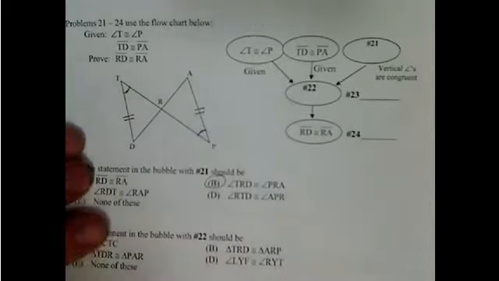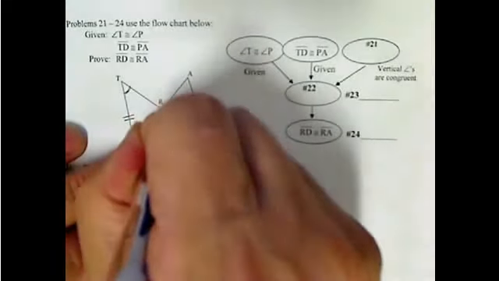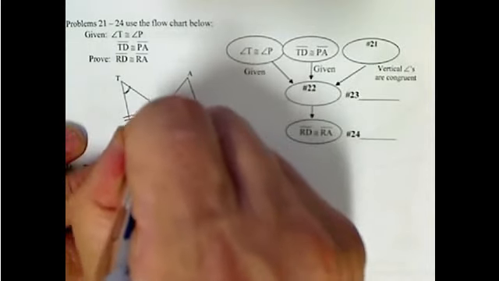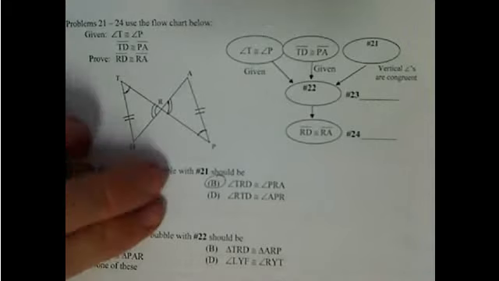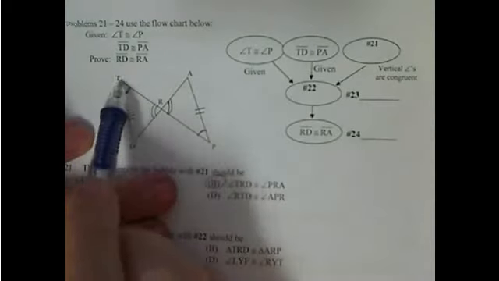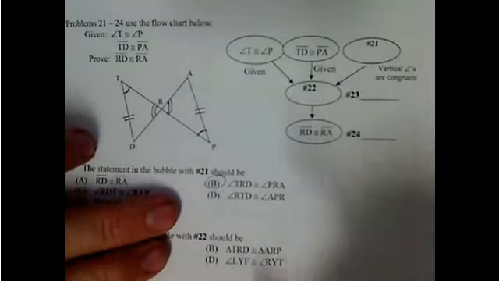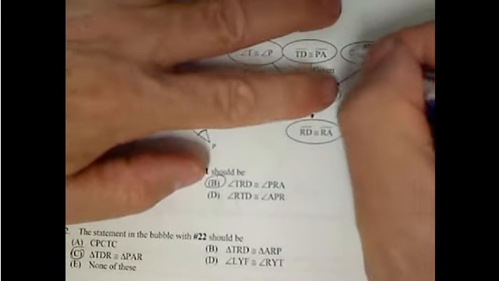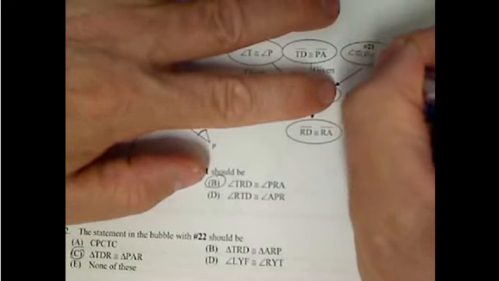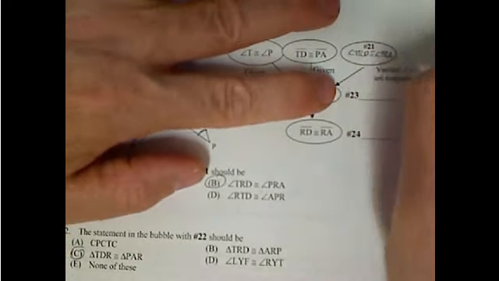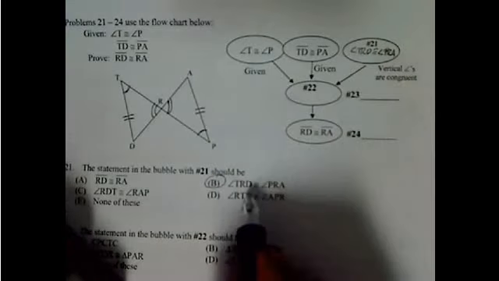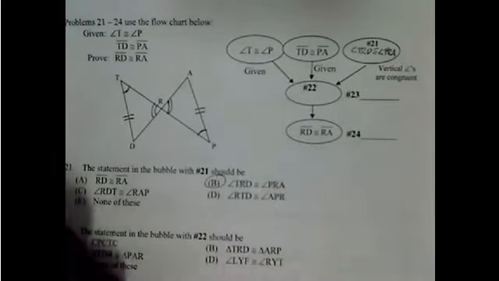Next thing I got to use is vertical angles or reflexive. So this angle equals this angle. Those are vertical angles. So what I've got to do is make sure I have R in the middle. So if I did TRD is congruent to PRA, that's because of vertical angles. The big thing is I'm looking for the fact that R is in the middle. So that's why that one was B.